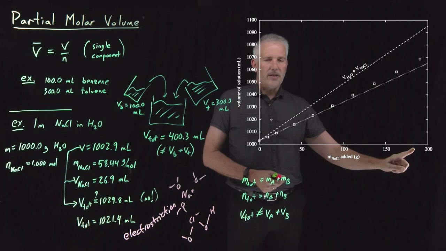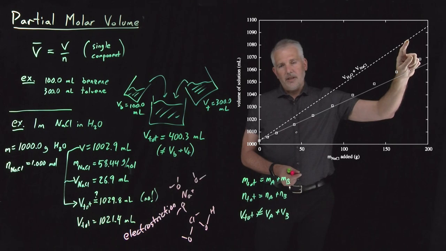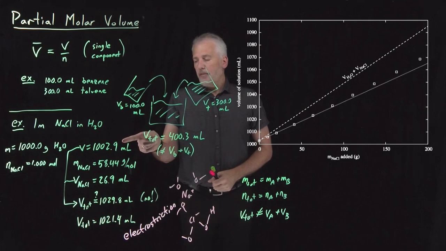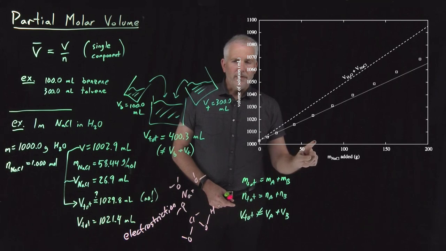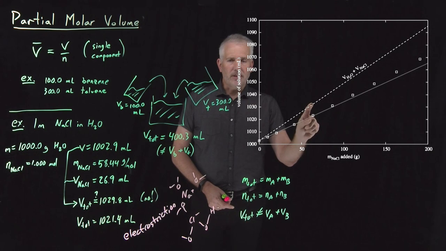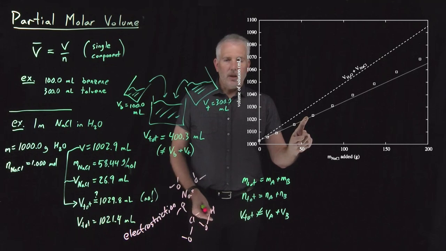This diagonal dashed line would be my naive prediction. If I just add together the volume of the water and the volume of the sodium chloride that I've added, that's this prediction along this straight line. For example, the 1,029.8 would be what I get if I take 58 grams of sodium chloride and add it to a kilogram of water. I'd predict something a little less than 1,030 milliliters. In fact, what I got is lower than that.